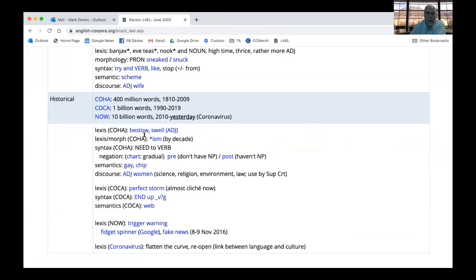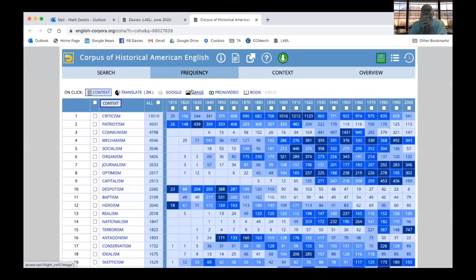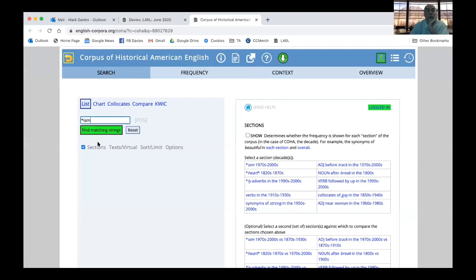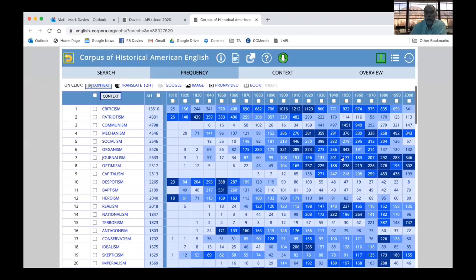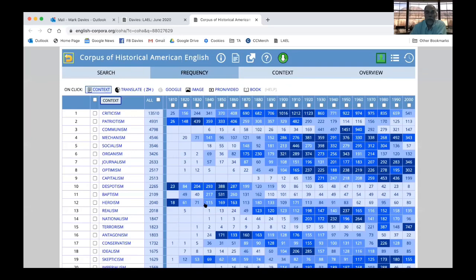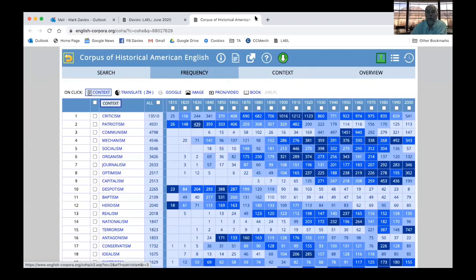Looking at prefixes, suffixes, and so on, this is just a simple search where I'm saying find me ism words, words ending in ism, and show me the frequency of each of these in each of the 20 decades in the corpus. And you can see that some of these have increased over time, whereas others like despotism, heroism, and patriotism have definitely decreased over time.